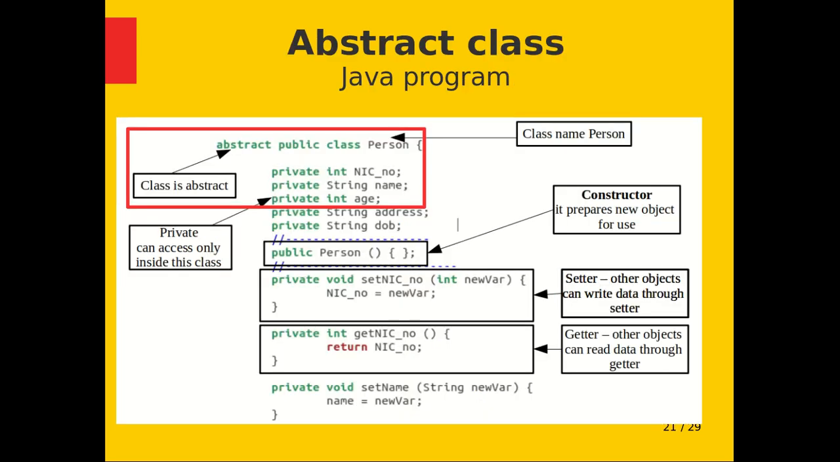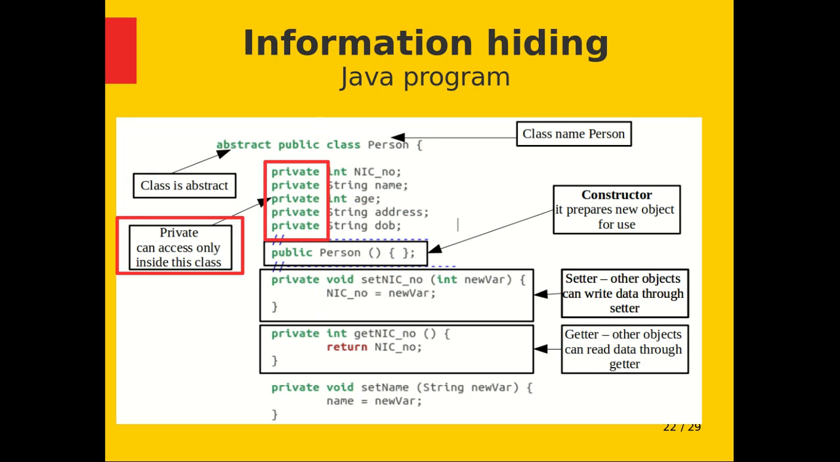Description of an abstract class by a Java program. An abstract class in a Java program is defined with abstract at the beginning of the class. The class name, person, and the scope public are defined after that. The scope of all the attributes of the class is private, so they can be accessed only within the class.